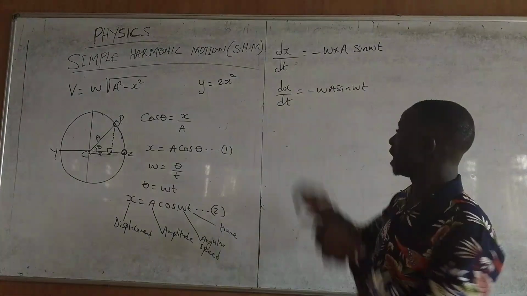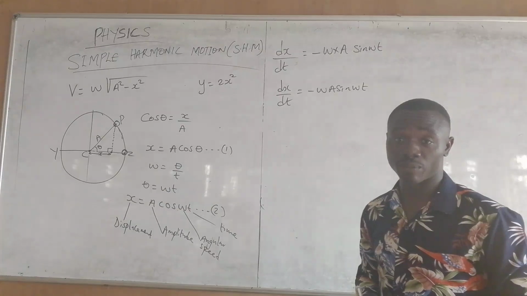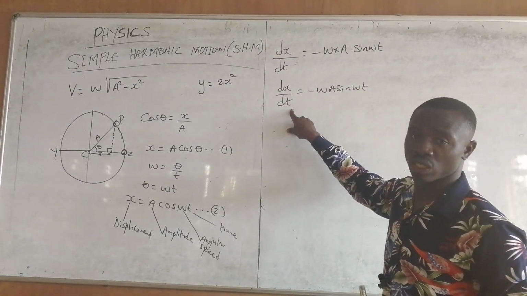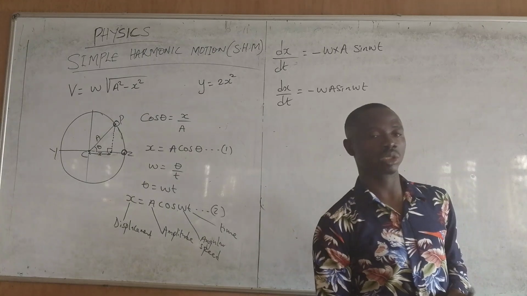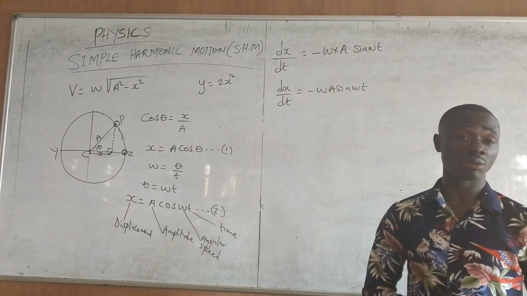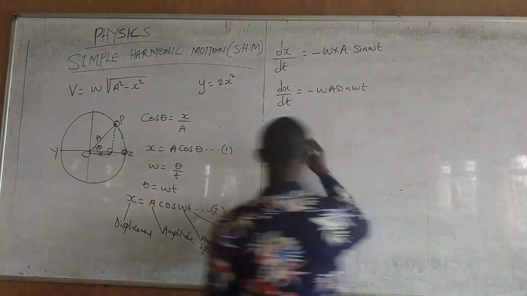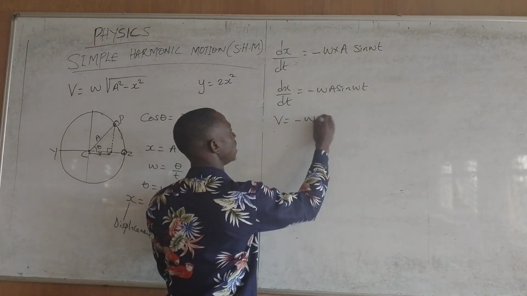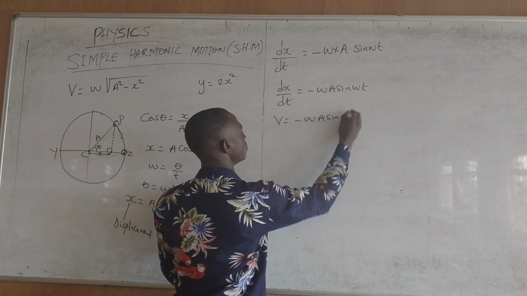But since x is displacement and t is time, this is changing displacement over changing time. According to your definitions in motion, what is changing displacement over changing time? That's velocity. So our velocity v is equal to minus omega A sine omega t.